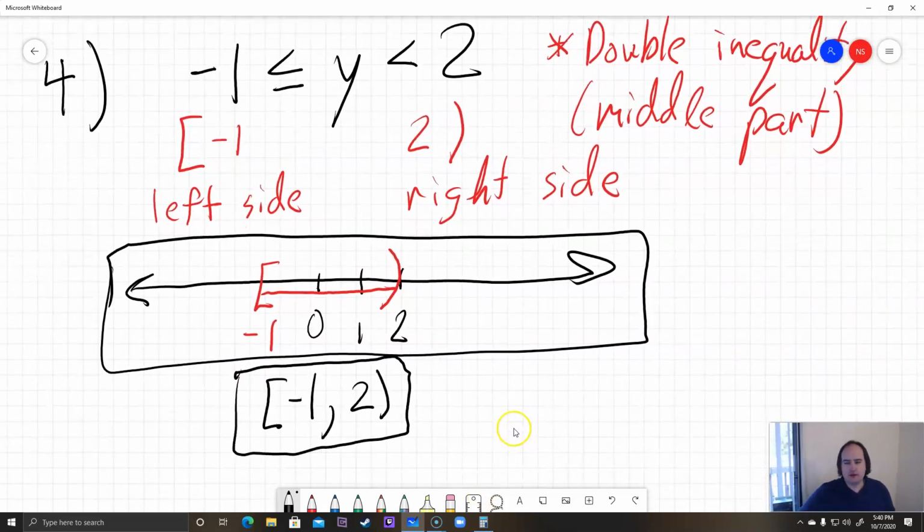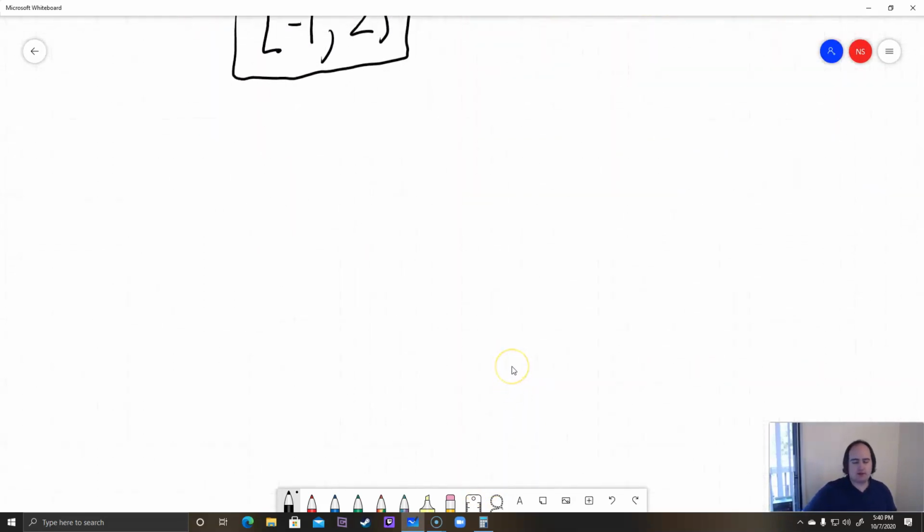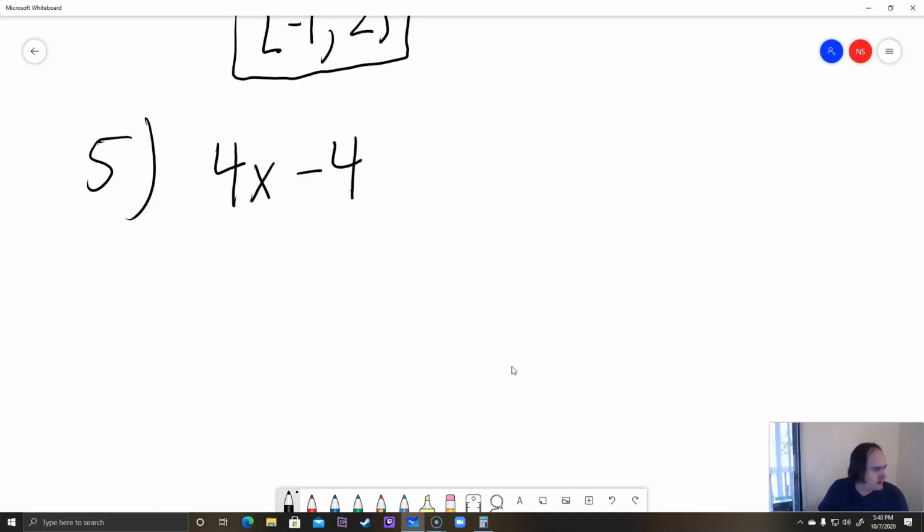All right. So anyway, as I was saying, I want to do some more challenging problems. Okay, so number 5. Number 5 is a little bit more complicated looking. For this one, we have 4x minus 4 is greater than 3x minus 5. So now with this, this inequality is not solved. So we actually are going to have to solve this inequality first.